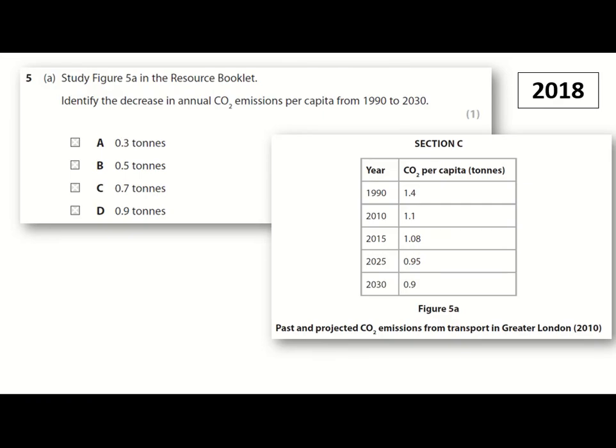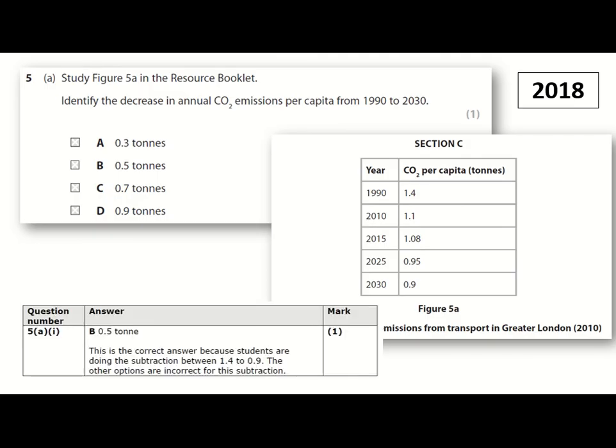Okay, so here you go. Here's the first one. This is from 2018, and it's using this figure. Section C, figure 5A. Study figure A in the resource booklet. Identify the decrease in annual CO2 emissions per capita from 1990 to 2030. Okay, pause the screen. I will let you do that, and then I'm going to reveal the answers really quickly afterwards and explain it.